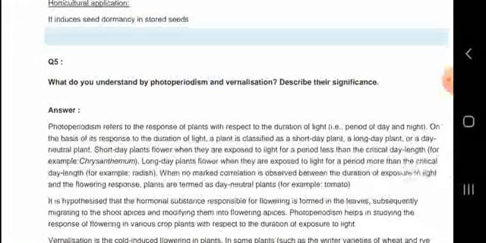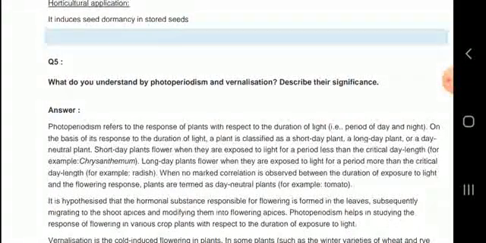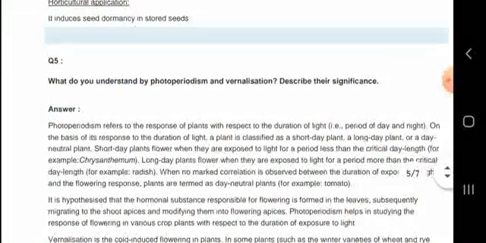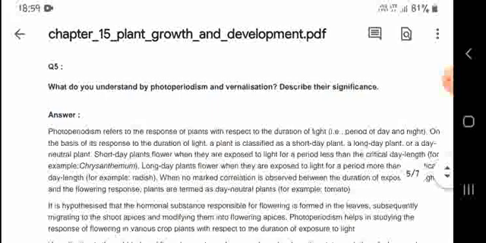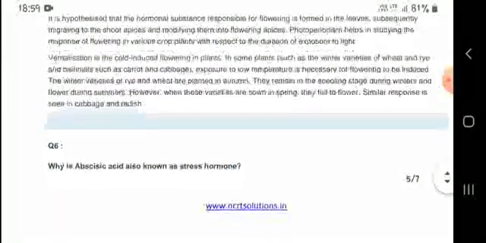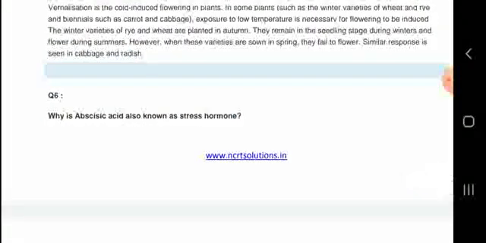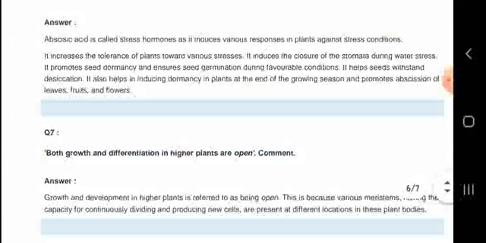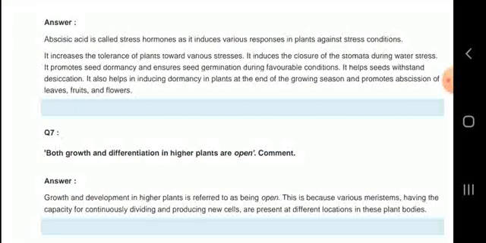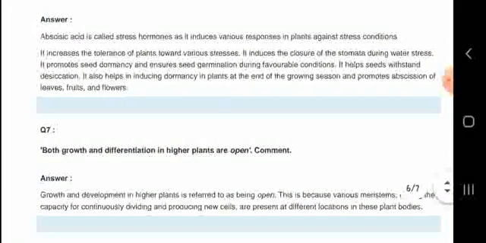Next, what do you understand by photoperiodism and vernalization? So photoperiodism refers to the response of plants with respect to the duration of light. And vernalization refers to the response in plants against cold stress conditions.